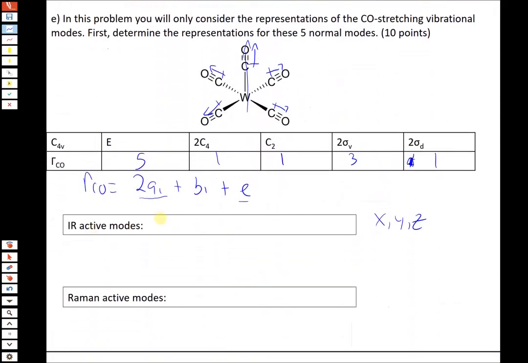So both of our A1 modes and our E mode are going to be IR active. Most of you just put A1 plus E. Technically it should have been 2A1 plus E because there are two A1 IR active modes, but I didn't count off for that, but that's the correct way to write that.